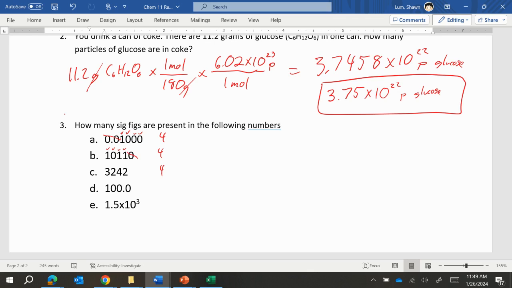Okay, now this looks like it's a trailing zero, but it's after a decimal place, so this is significant. And so that's also 4. And if that confuses you, it's significant.